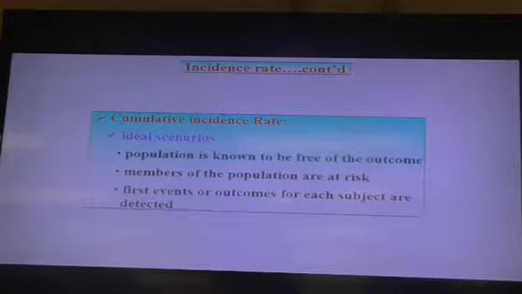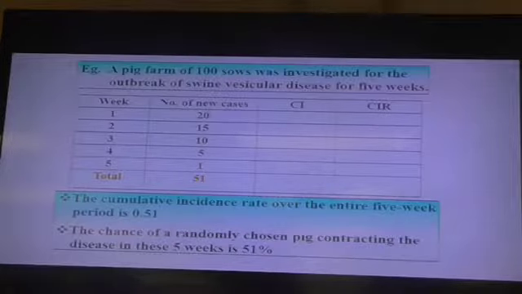If you cannot detect or ascertain the outcome, then you really have to remove it from what? Your population at risk. So you should be able to detect whether the case occurs or not. So this is one of the examples.